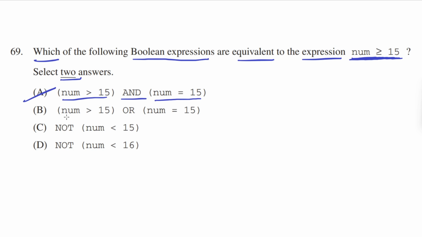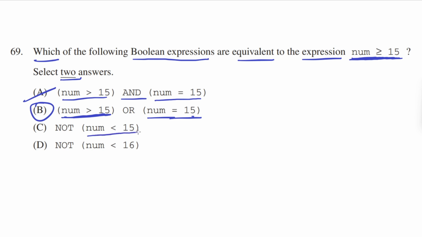B says num is greater than 15 or num is equal to 15. This is equivalent to num is greater than or equal to 15 because num greater than or equal to 15 includes numbers equal to 15 and greater than 15. And that's essentially what it's saying here. Num is greater than 15 or num is equal to 15. So this is correct.